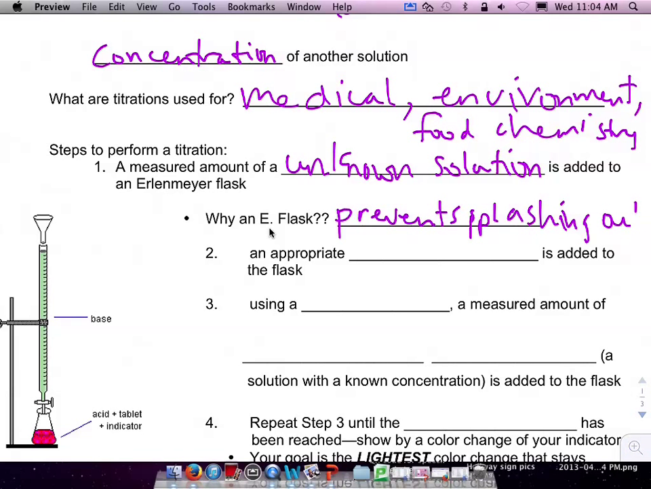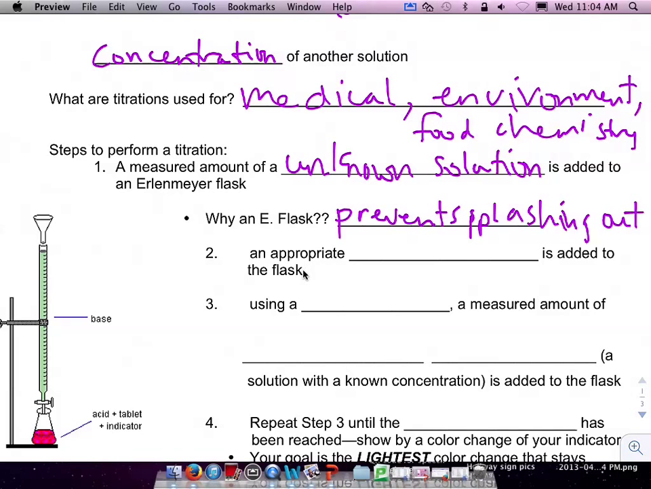And really, more importantly, it prevents splashing out, so you're not losing things splashing out of your solution. Okay, so that's step one. You take your unknown solution, you know how much you took of that unknown solution, like maybe 20 milliliters. It's in your Erlenmeyer flask.